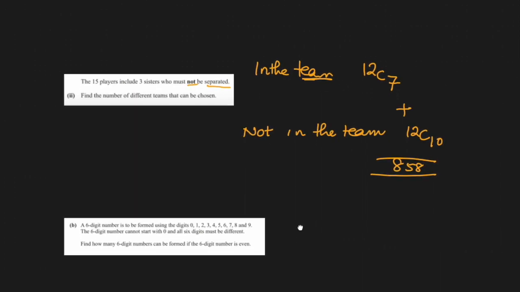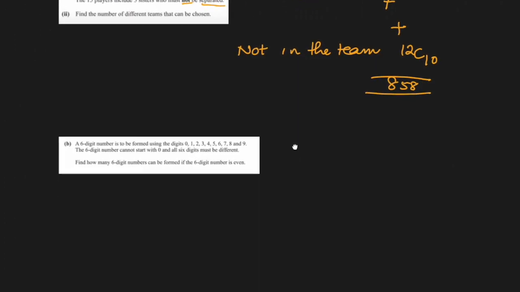Next, B part. A 6-digit number is to be formed using these digits: 0, 1, 2, 3, 4, 5, 6, 7, 8, 9. The 6-digit number cannot start with 0 and all 6 digits must be different. Find how many 6-digit numbers can you form if the 6-digit number is even.